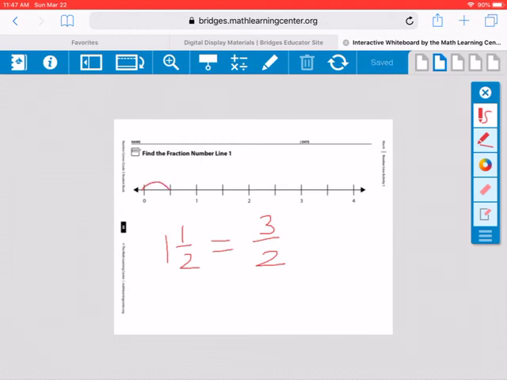There's 1/2, 2/2, 3/2. So we have 1 whole and half of another. So 1 and 1/2 is represented here, and 3/2 is represented here, but they're equal to each other. So we're going to label this number line using halves.